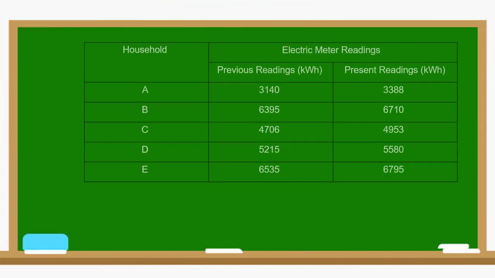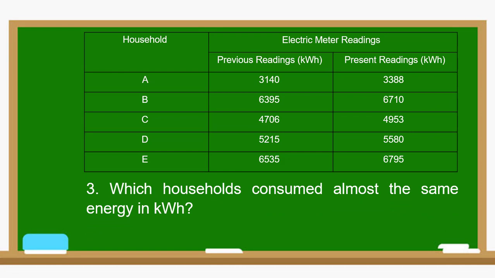Number 3. Which households consumed almost the same energy in kilowatt hour? The answer is household A and C.